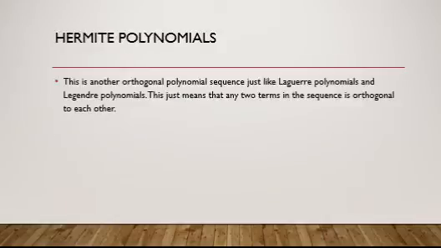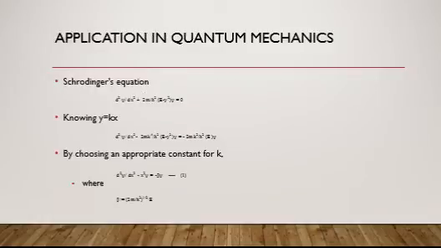Now let us see Hermite polynomials. This is another orthogonal polynomial sequence, just like the Laguerre polynomials and Legendre polynomials. This just means that any two terms in the sequence are orthogonal to each other. Let us see its application in quantum mechanics.